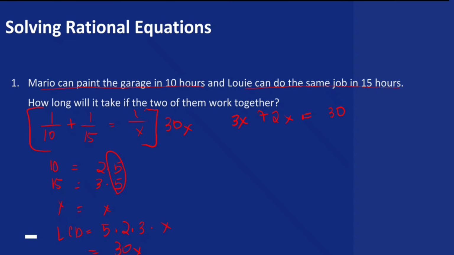So simplifying this, you'll have 3x plus 2x, which is 5x, equal to 30. Then divide both sides by 5. So that this will be cancelled. So our x is 30 over 5, which is 6. So that means if they work together, they can finish the job in 6 hours.